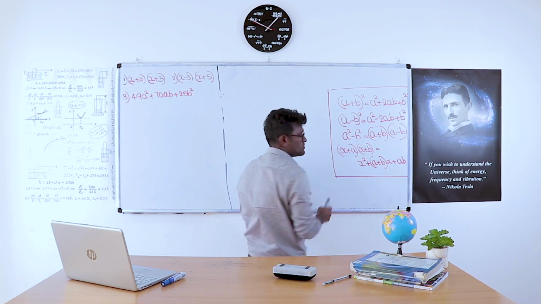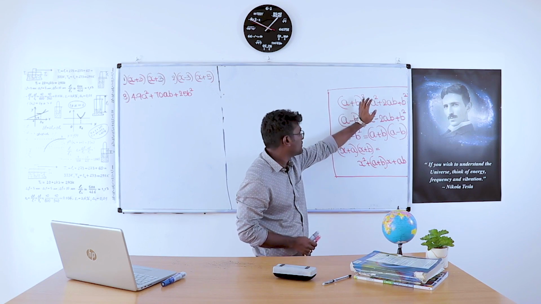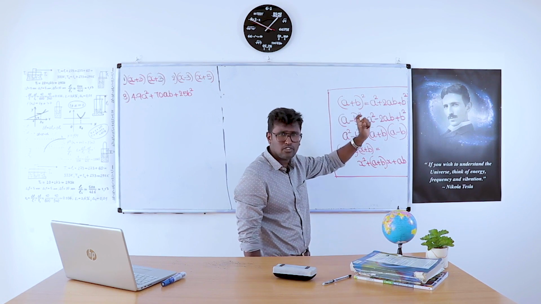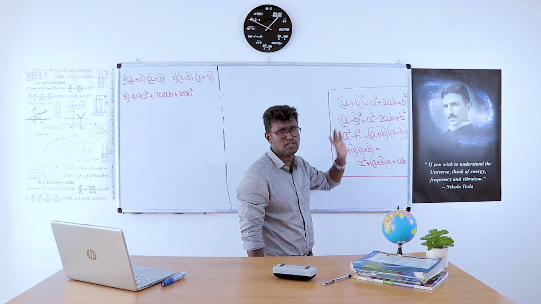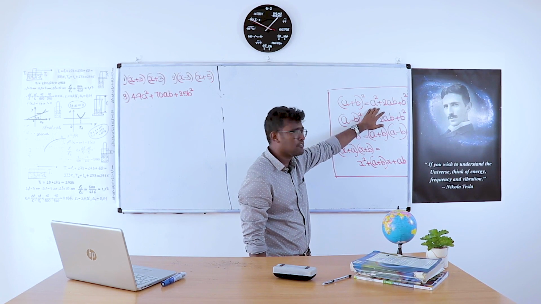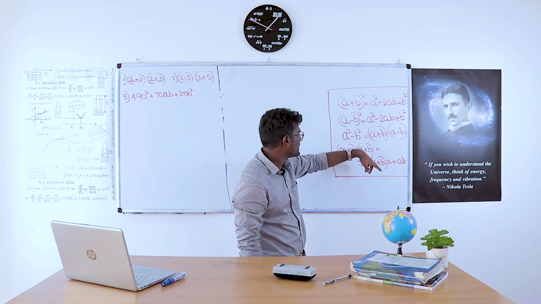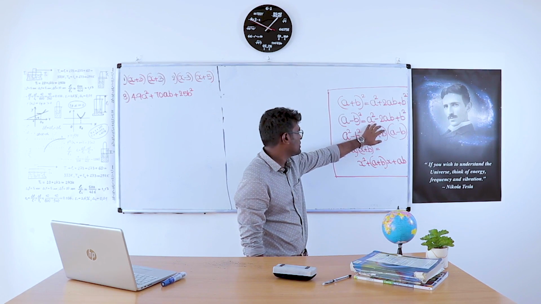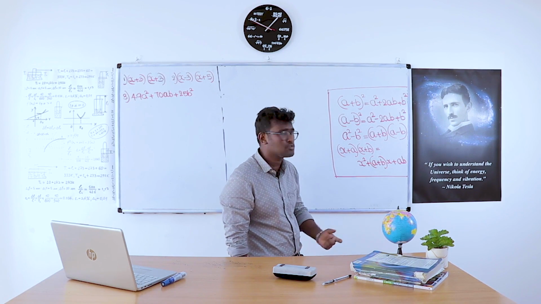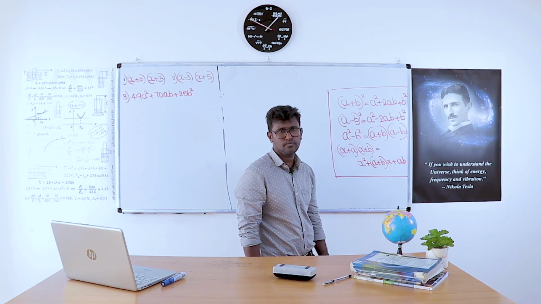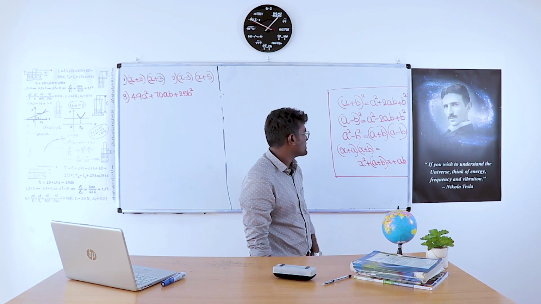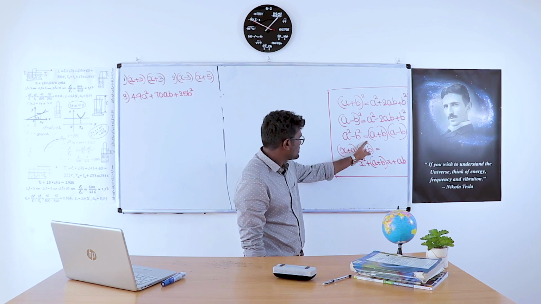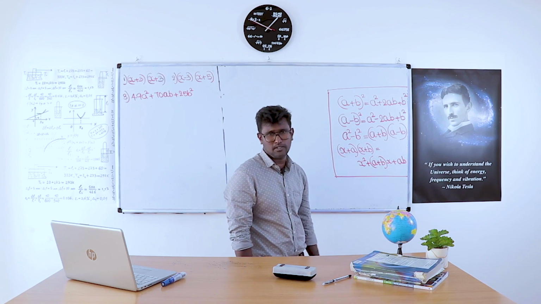First one is a plus b the whole square. What is the expanded form of a plus b the whole square? a square plus 2ab plus b square. So this is an expanded form. So we have to bifurcate all the identities. The next one is a minus b the whole square. What about a minus b the whole square? a square minus 2ab plus b square. What about a square minus b square? a square minus b square is equal to a plus b into a minus b.